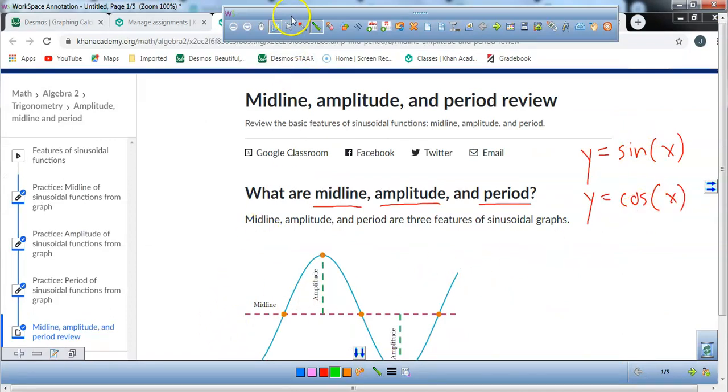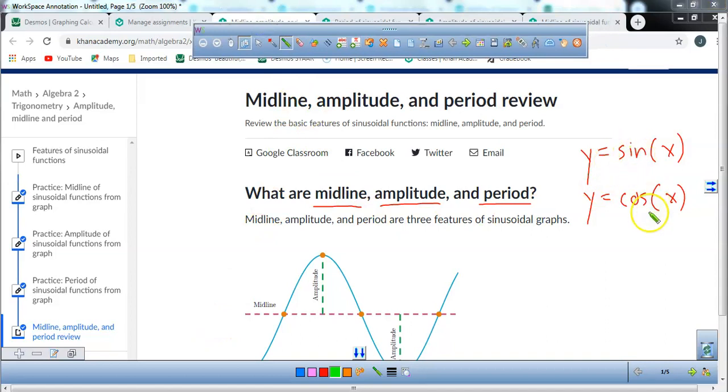All right, so in this video, we just talked about sine of x and cosine of x. In the next video, we're going to talk about midline, amplitude, and period, and how to use those in the Khan Academy.